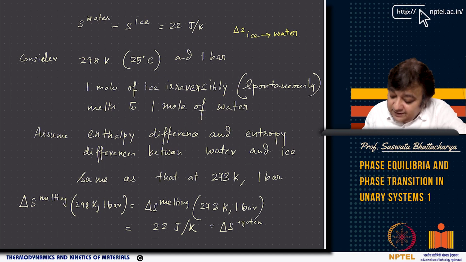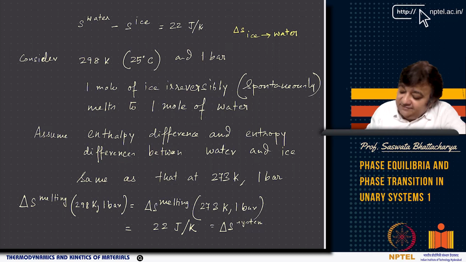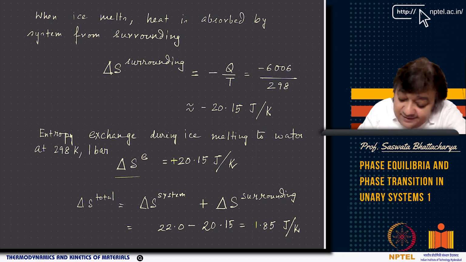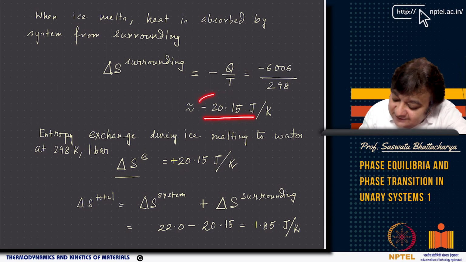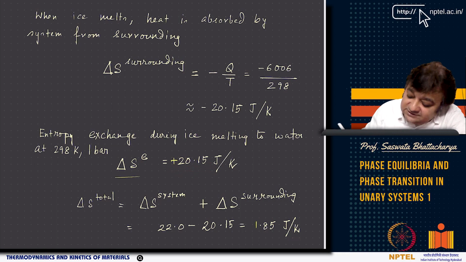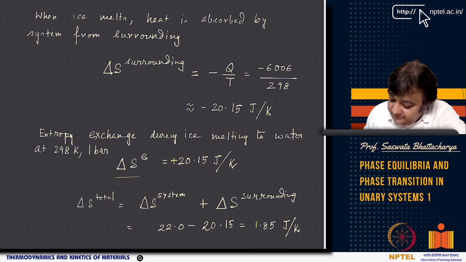It was given as the entropy difference between water and ice at 298 Kelvin is 22 joules per Kelvin. So 22 joules per Kelvin is delta S system, but the entropy that is exchanged is only plus 20.15. As you can see here, this is minus 20.15. So the exact amount with the opposite sign will be transferred to the system. The minus of minus 20.15 is plus 20.15 that will be transferred to the system.